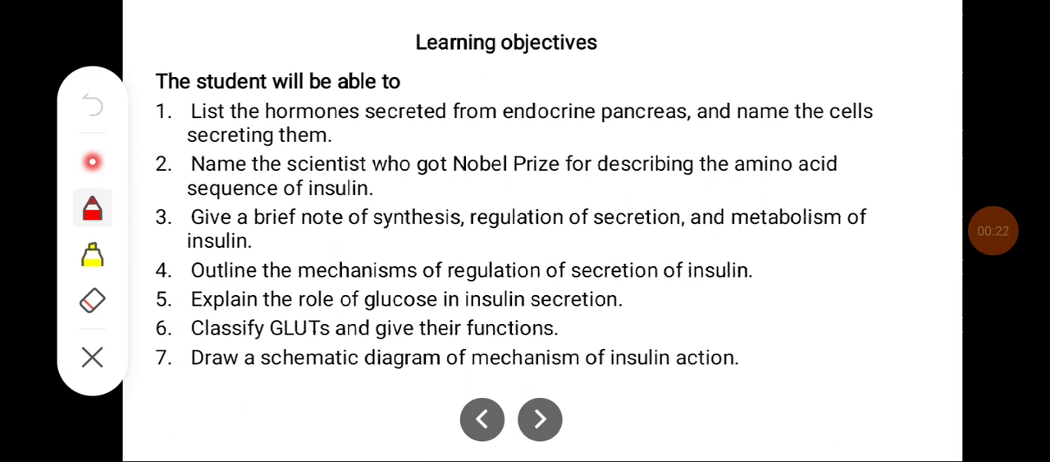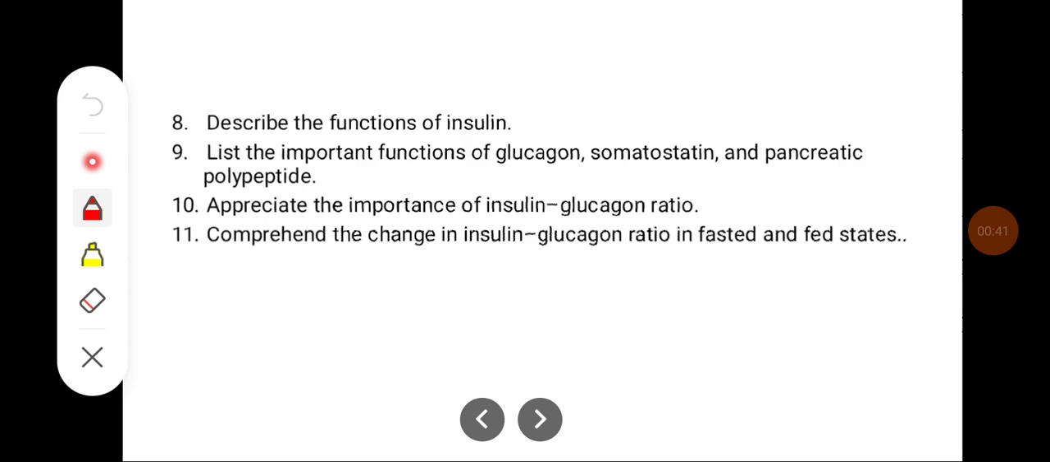Give a brief note on synthesis, regulation of secretion, and metabolism of insulin. Outline the mechanism of regulation of secretion of insulin. Explain the role of glucose in insulin secretion, classify GLUTs and give their functions, draw a schematic diagram of mechanism of insulin secretion, describe the functions of insulin, list the important functions of glucagon, somatostatin, pancreatic polypeptide, appreciate the importance of insulin glucagon ratio, and comprehend the change in insulin glucagon ratio in fasted and fed states.